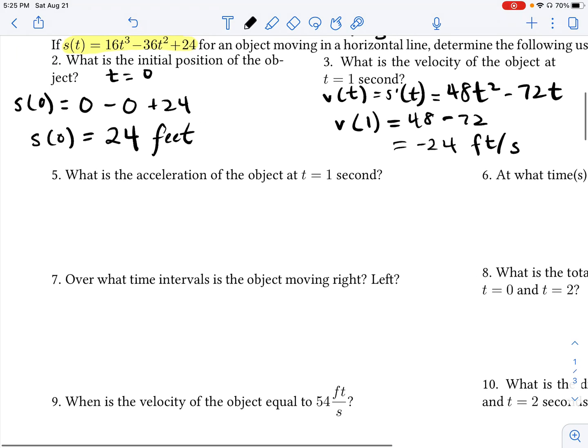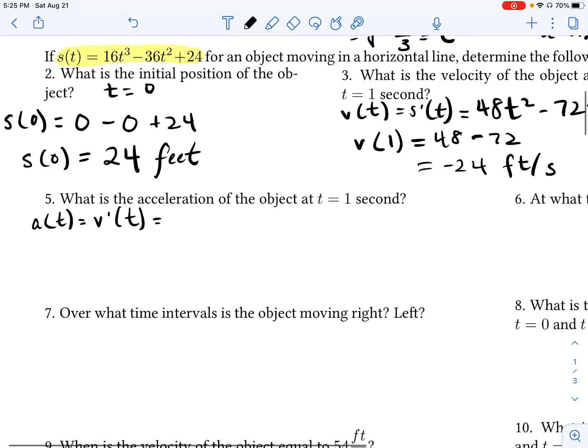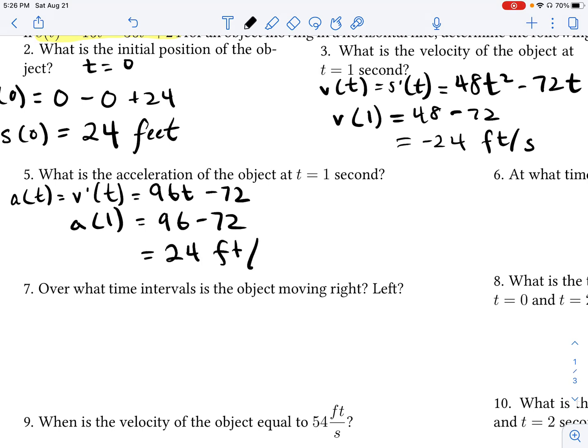Moving on, let's try number 5 now. Number 5 is asking, what is the acceleration of the object at t equals 1? Well, again, acceleration is the derivative of, not s of t, the derivative of our velocity function. What do we say our velocity function was? 48t squared minus 72t. So we're going to say 96t minus 72. And we're going to evaluate this acceleration function at 1. So we've got 96 minus 72, and that's going to give us just 24 feet per second squared because we're discussing acceleration.